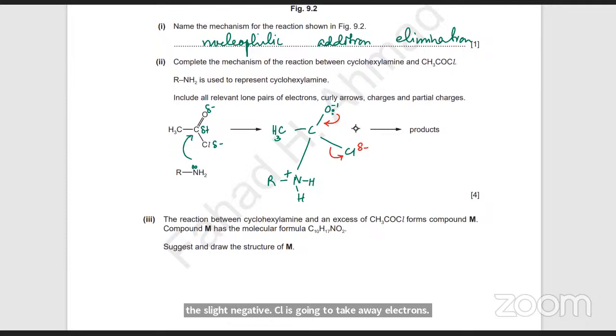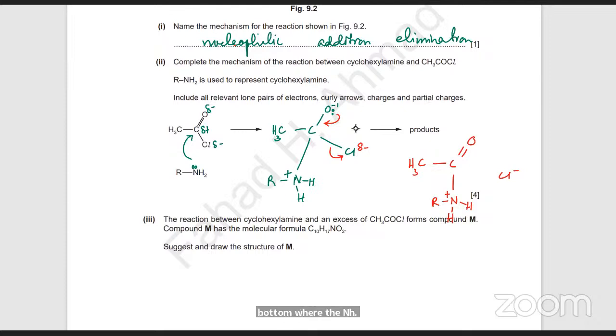ठीक है, your product will be what? CH3, C double bond O will get reformed. Your Cl minus will leave, and the N at the bottom, the NH2, will be bonded to it. There's going to be a next step as well, which is that Cl minus will come back and take away one of the H's. लेकिन वो बाद में होगा.